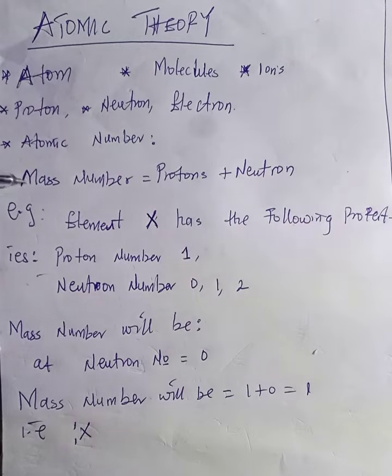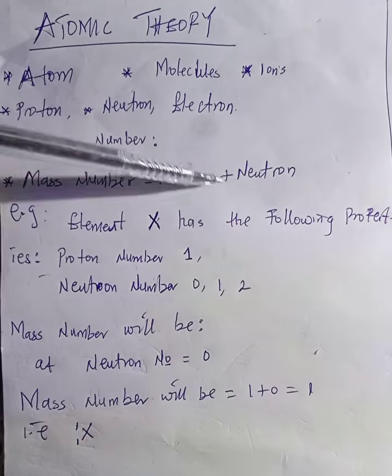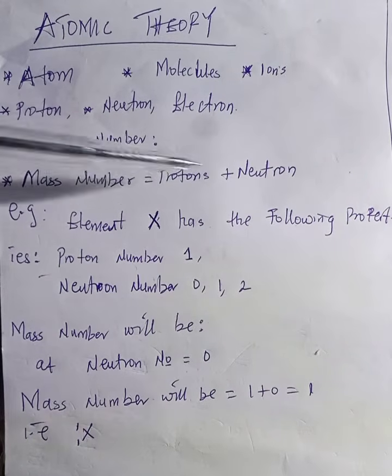Look at another number here. We call it mass number. Now, mass number is the sum of atomic number and the neutron number, or the number of protons and the number of neutrons. That's what we mean by mass number. Mass number means proton number plus neutron number. So you add your proton to your neutron.